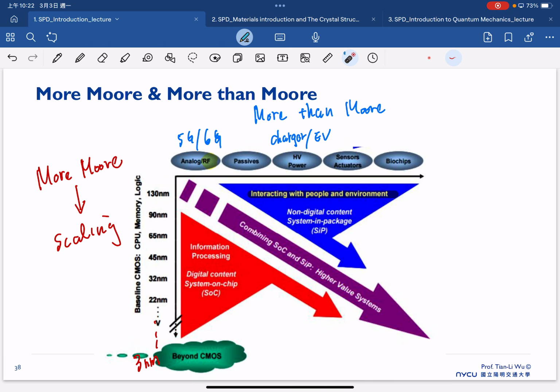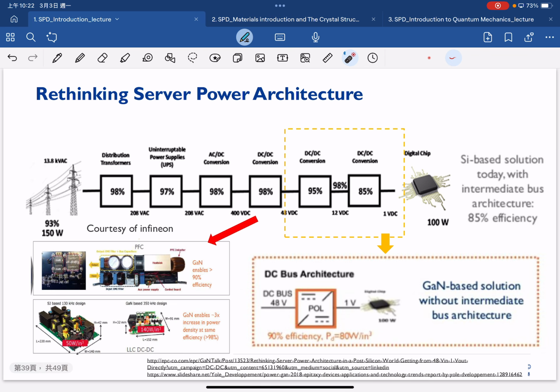And here I show the one that I'm most familiar with related to More than Moore, which is power electronics, related to high power technology. So this is a schematic showing the electricity coming from the power station through this high voltage transmission, and in the end coming to our digital chip.